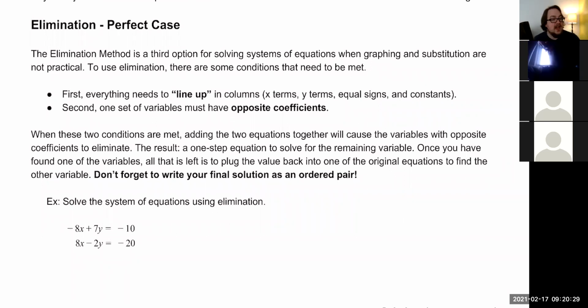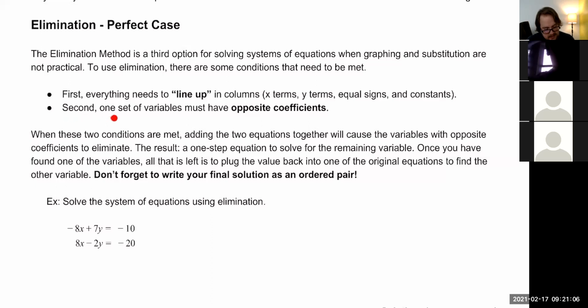What is meant by perfect case is that the two conditions we ideally like to see are already met. And those two conditions are that first, we want everything to be lined up into columns. And by lined up, I mean that the X terms are one right over the other. The Y terms are one right over the other. So are the equal signs. So are the constants, which are those values that have no variables attached to them. So really, we want kind of like an old school addition or subtraction problem. We like those nice columns kind of sorted out for us.